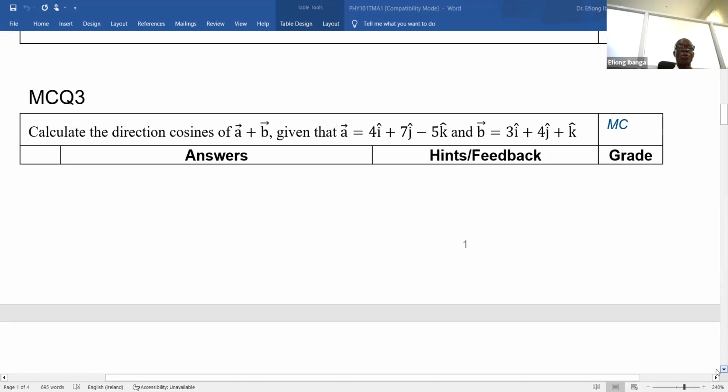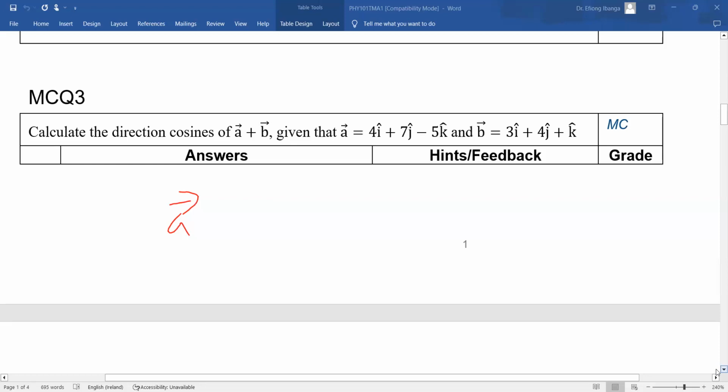Now, let me suggest what to do. So, A plus B. Now, A is a vector, B is a vector. That's why you have arrows. Let me explain a few things there. A with an arrow like that shows that it is a vector quantity. So, I, J, and K are unit vectors in the X, Y.